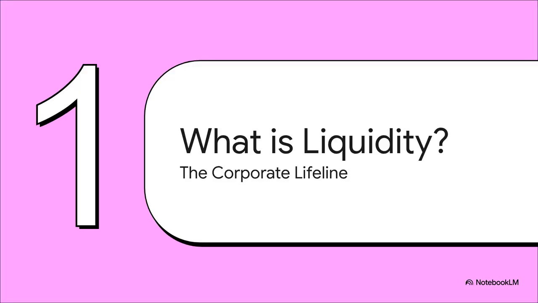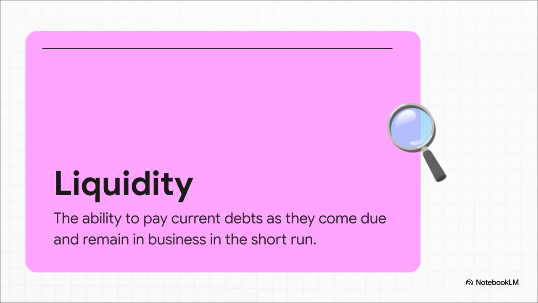Section 1. The definition of liquidity. The corporate lifeline. So what actually is liquidity? At its core, it's an entity's ability to pay current debts as they come due and remain in business in the short run. Basically, short-term survival depends entirely on the ease with which a company can convert its current assets into cash. Think about it. If you owe a supplier $50,000 next week, having a $5 million factory doesn't help you make that payment. You need cash or assets that will become cash super quickly.